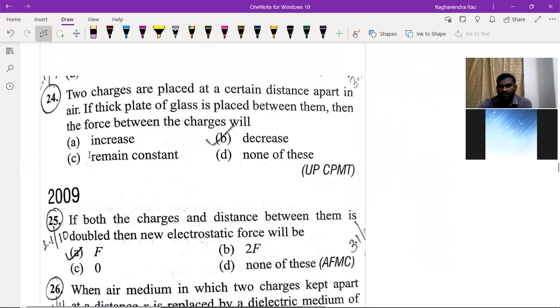Okay, this is a theoretical question. Two charges are placed at a certain distance apart in air. If a thick plate of glass is placed between them, glass is nothing but a dielectric. Then the force between the charges will decrease.